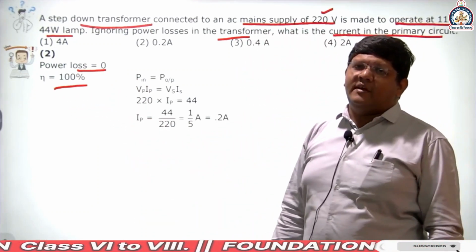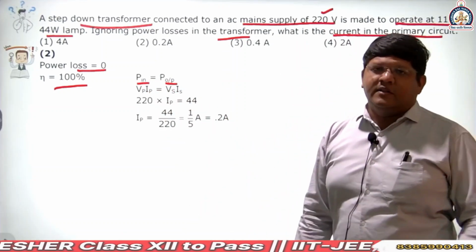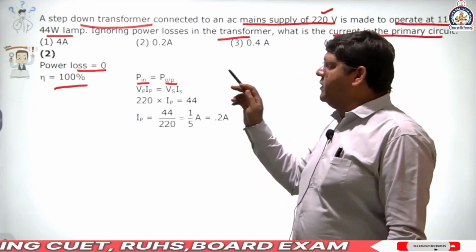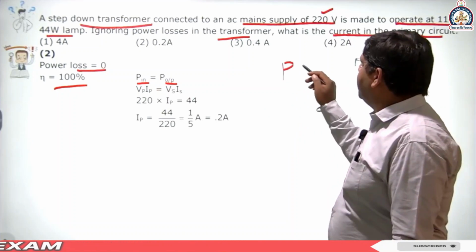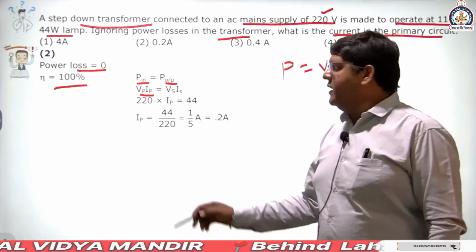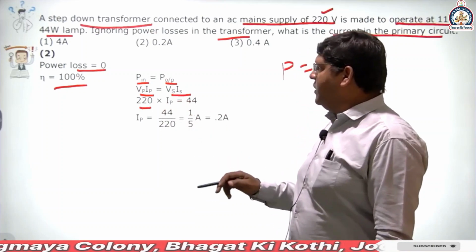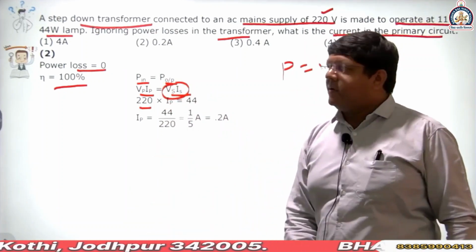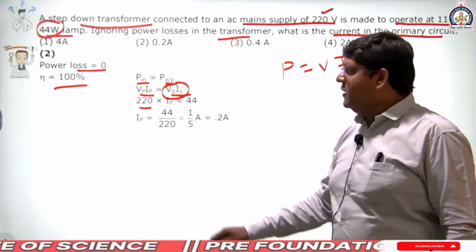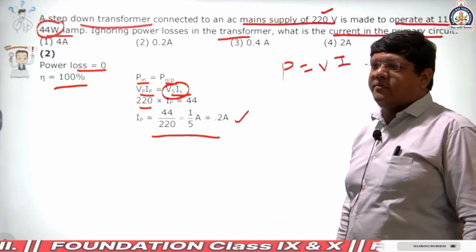When the transformer has 100% efficiency, that means input power is equal to output power. This is actually the condition for an ideal transformer. There is no loss of power. Input power is equal to output power, and the basic formula for power is voltage into current. So the input power is Vp Ip for the primary side, and for the secondary it is Vs Is. According to the question, Vp is 220 and Ip we have to calculate, and Vs Is is the secondary power which is already given as 44. So we can write Ip as this value. This is simply the application of the concept of the transformer.